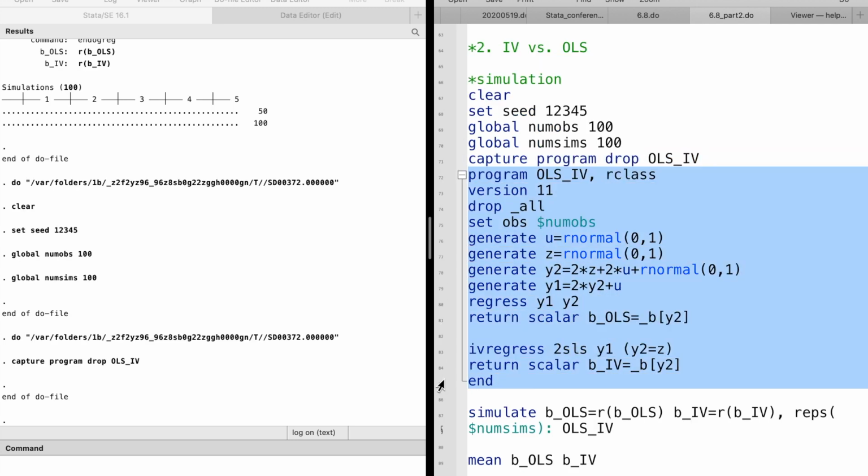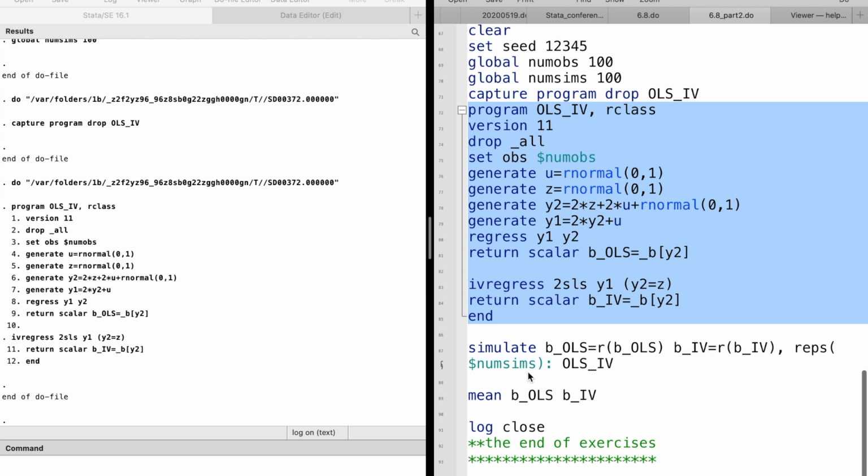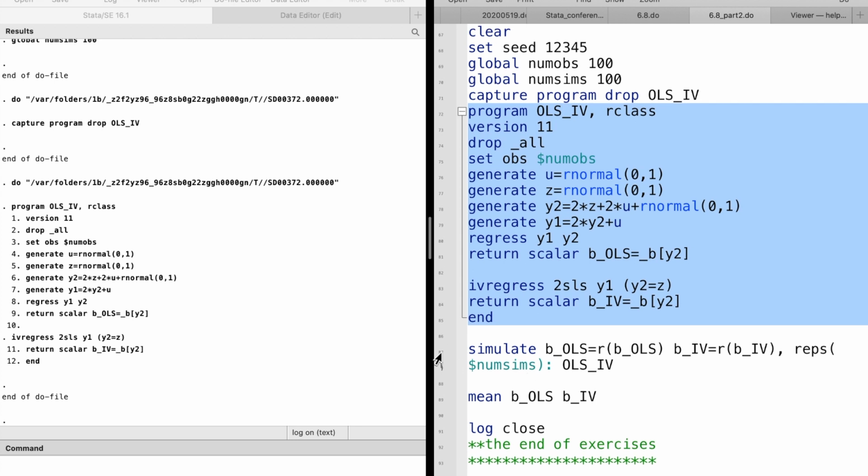We write a program called OLSIV and then use the simulate command to run the program many times. In the program, we generate the error term U from the standard normal distribution. Then we generate an instrument variable Z. Then we construct the endogenous variable Y2, which is a function of instrument variable Z, and it's also correlated with the error term U.